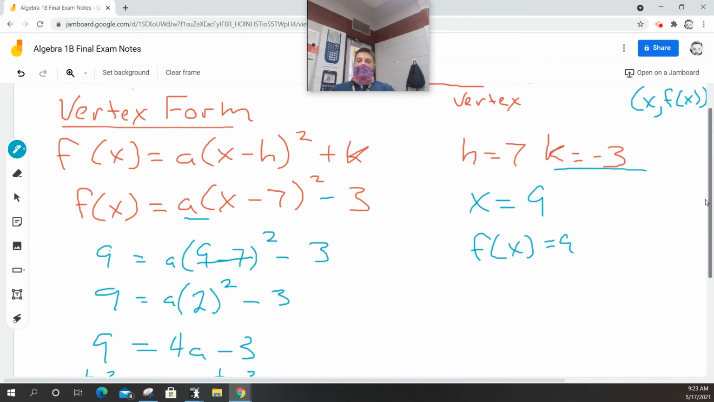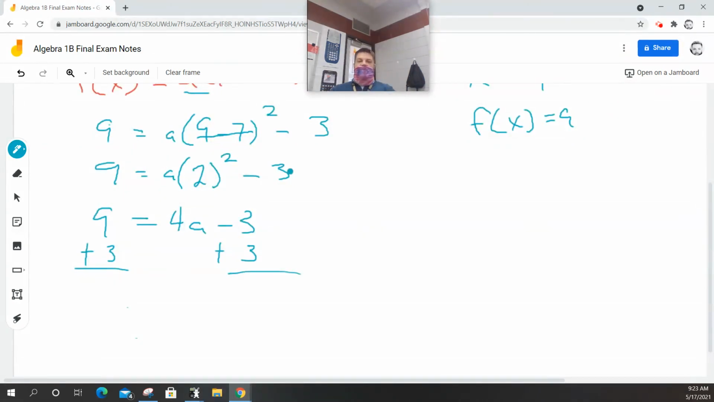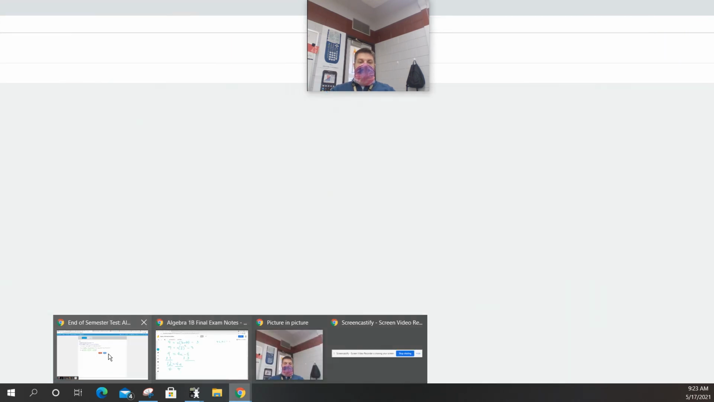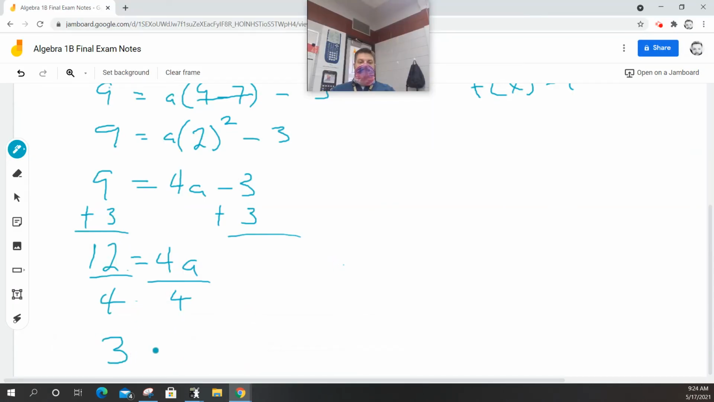All right. So anyways, I've got -3 instead, so I have to add 3. So that's going to give me, if I go down the list, I end up with 12 equals 4a. Now when I divide both sides by 4, I don't have a fraction. I have an integer. So a equals 3.